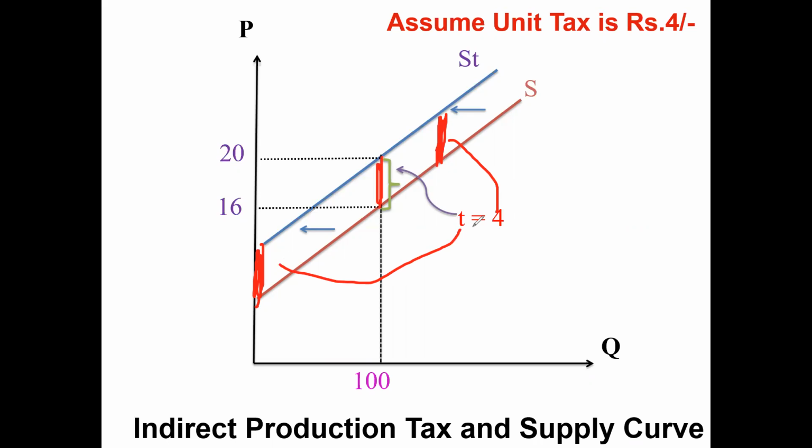That means the gap between the two supply curves is the same. If the gap is the same, these two supply curves are parallel. So what is our conclusion? The supply curve shifts to the left parallelly when a specific production tax is charged. Right? That's our basic conclusion regarding the basic impact of the tax.